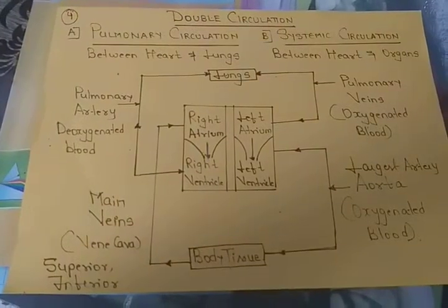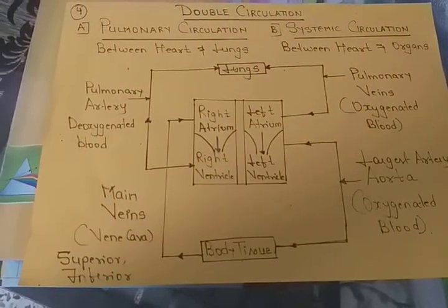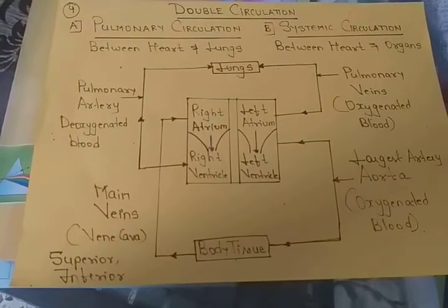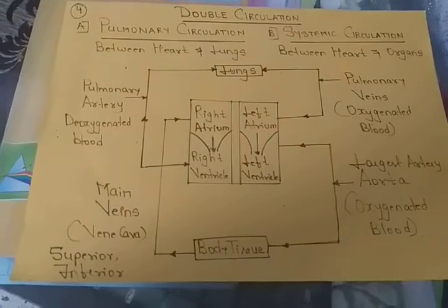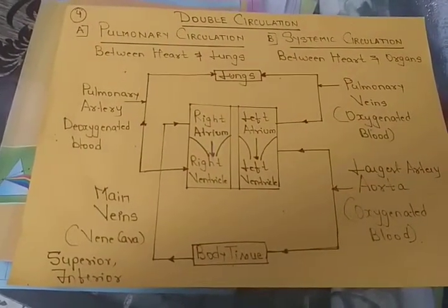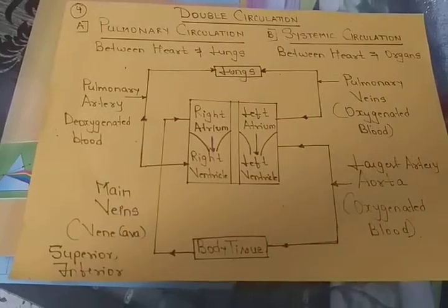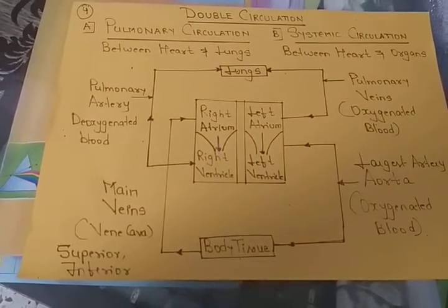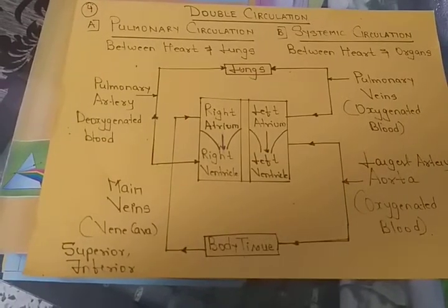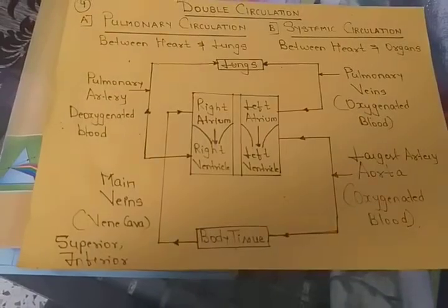Now, pulmonary circulation is a circulation wherein the flow of blood takes place between the heart and lungs, whereas systemic circulation is a circulation wherein the flow of blood takes place between the heart and the organs. That is, the blood which is oxygenated in the lungs again comes back to the heart, and from the heart it is pumped to various organs. So let's see the flow chart.